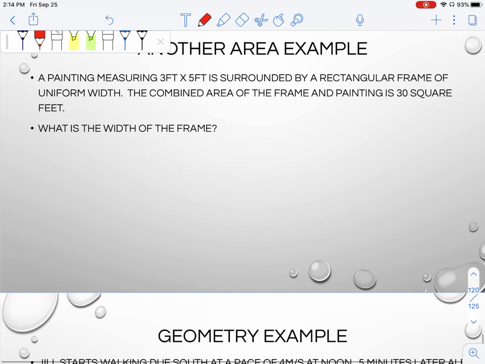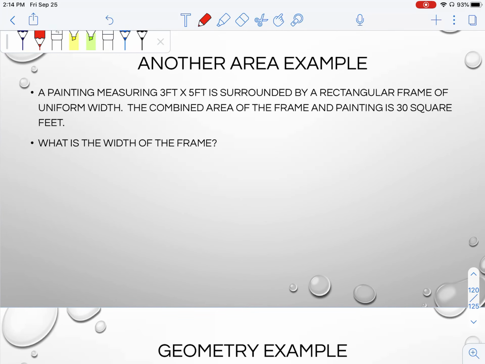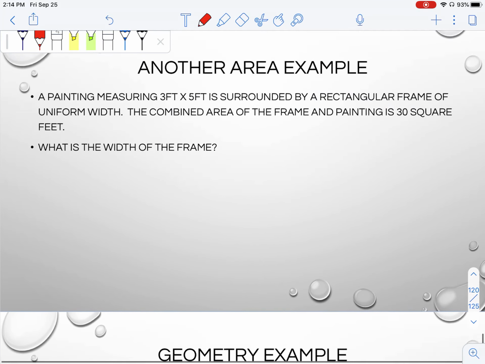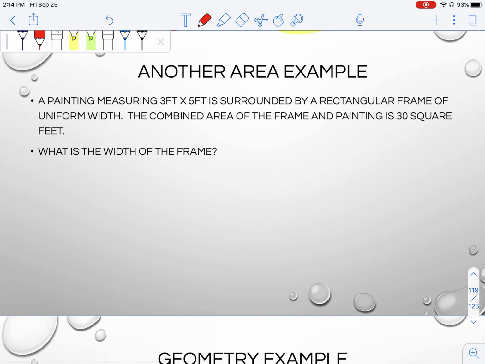Another area model, and then we'll leave the geometry example up for you guys if you want to try one on your own. A painting measuring 3 foot by 5 foot is surrounded by a rectangular frame of uniform width. The combined area of the frame and the painting is 30 square feet. What's the width of the frame? I always like to draw a picture. So there's our painting, but it has a frame around it.